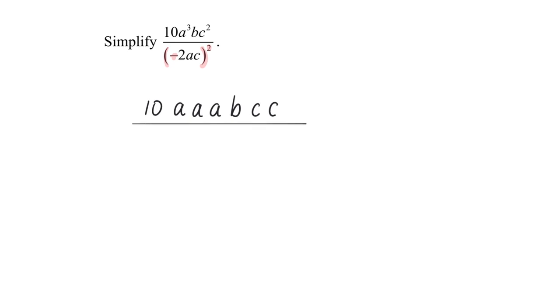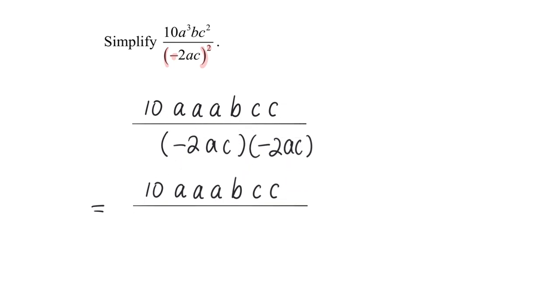As for the denominator, take note that it is actually negative 2 times A times C, times negative 2 times A times C. And so this one will be equals to negative 2 times negative 2 will give me a positive 4. A times A is still A and A, C times C is C and C.